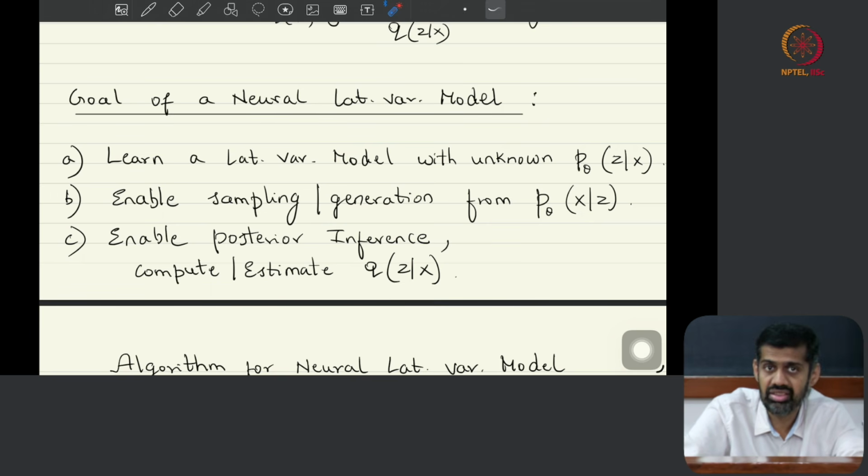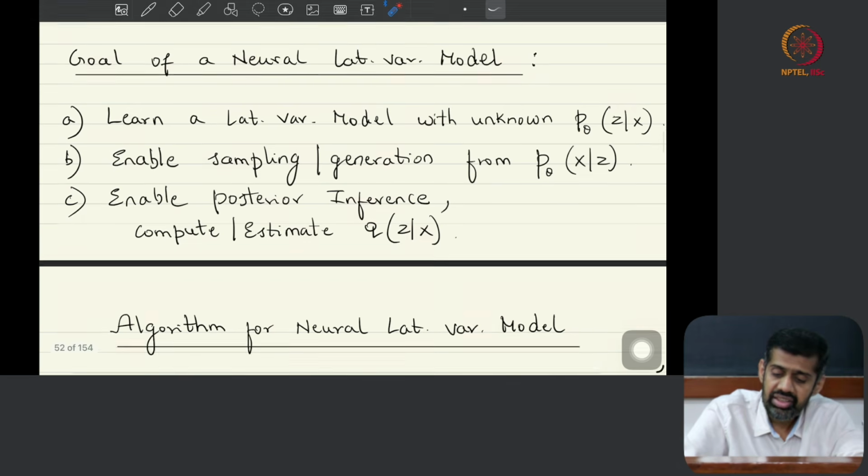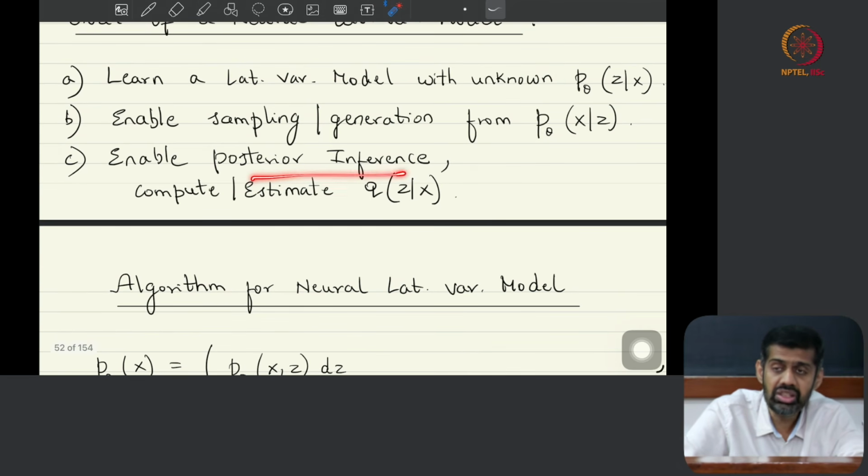Now, this is a generative model that we are looking at. The third thing is that it has to enable posterior inference, which is that you compute or estimate q of z given x, which is not p theta of z given x. You have to estimate q of z given x, because that is your posterior inference, whatever embedding, extraction or clustering it is. Any latent variable model has to ensure that this distribution can be computed or estimated.